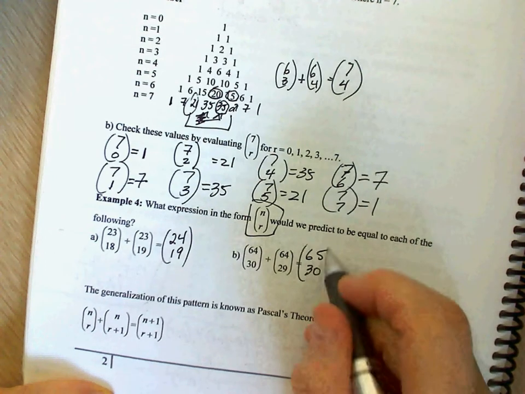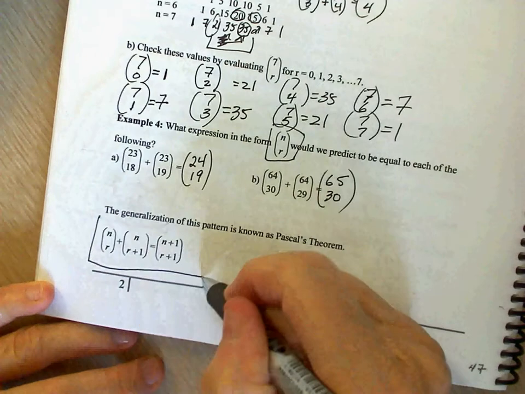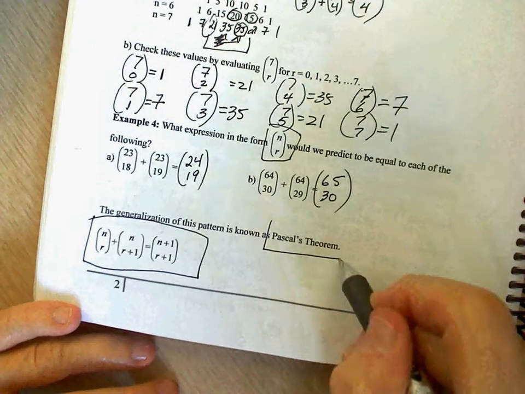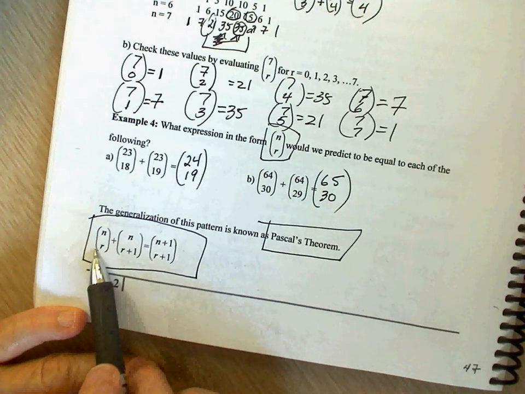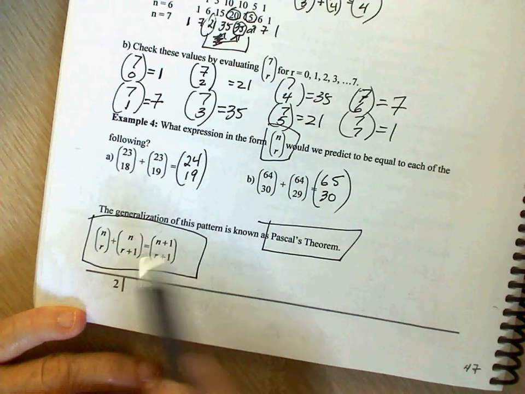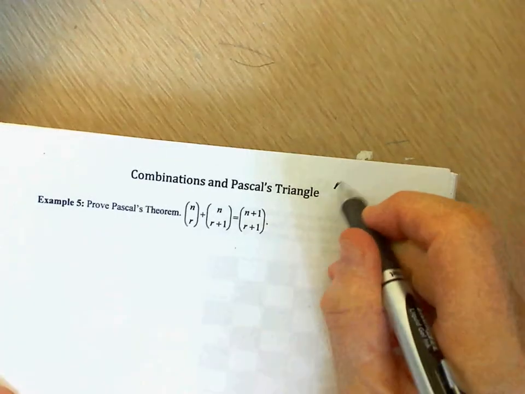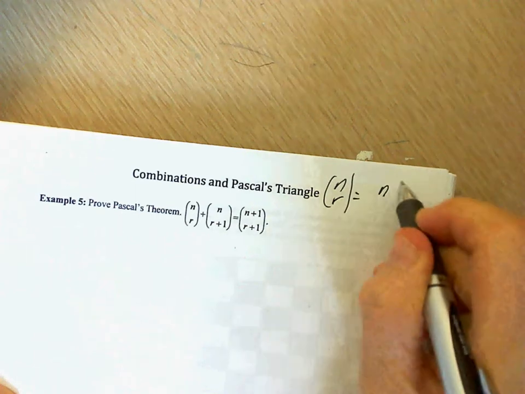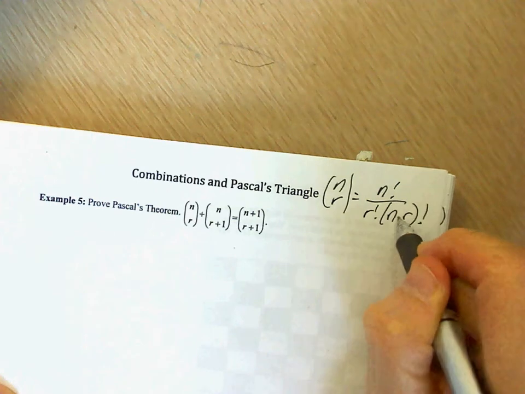Good? Okay. The generalization of this pattern is this, and this is known as Pascal's theorem, where any term equals the sum of the immediately preceding two terms in the previous row. So let's just prove that. Using n choose r equals n factorial over r factorial n minus r factorial. Did I go too fast? Did you want me to leave that up there for a minute?